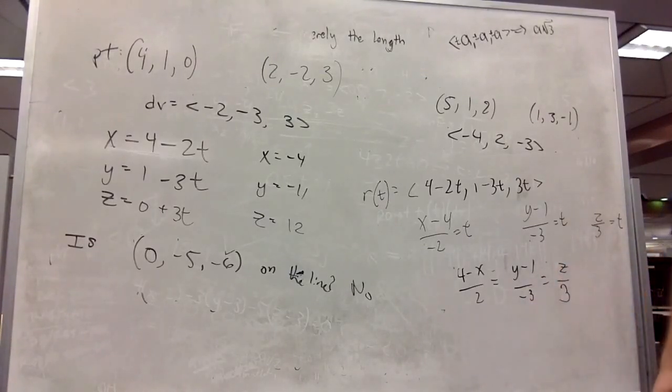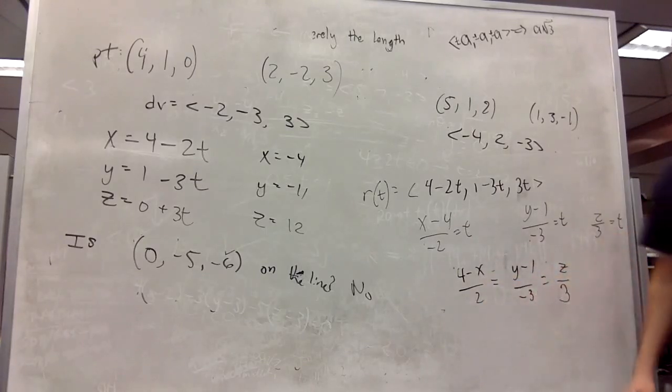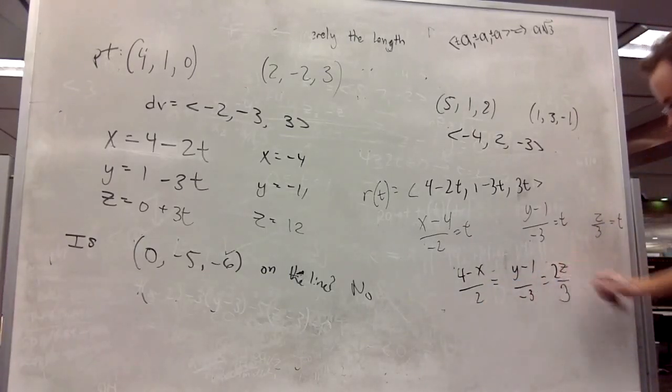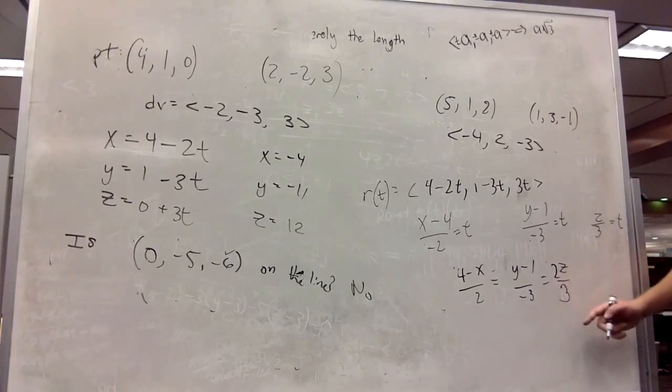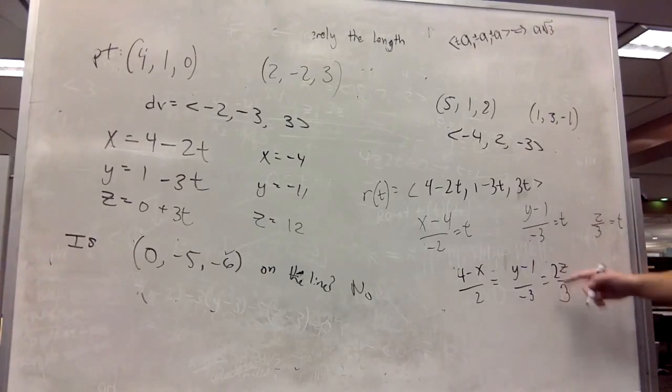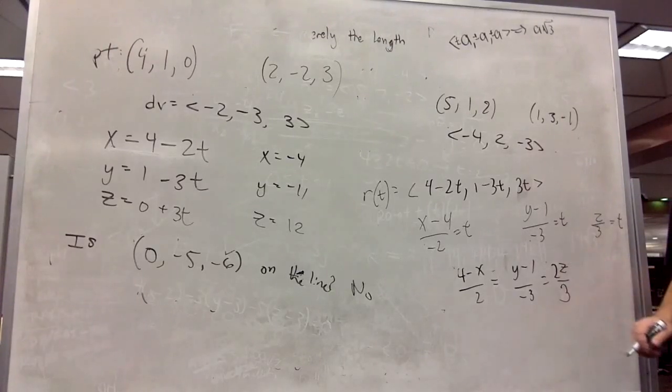Make sense? So -2, -3, 3. Here's another way I can mess things up. I can't simplify that, can I? 2z over 3 doesn't simplify. So how can I rewrite this in such a way that I have a coefficient of 1 on z?